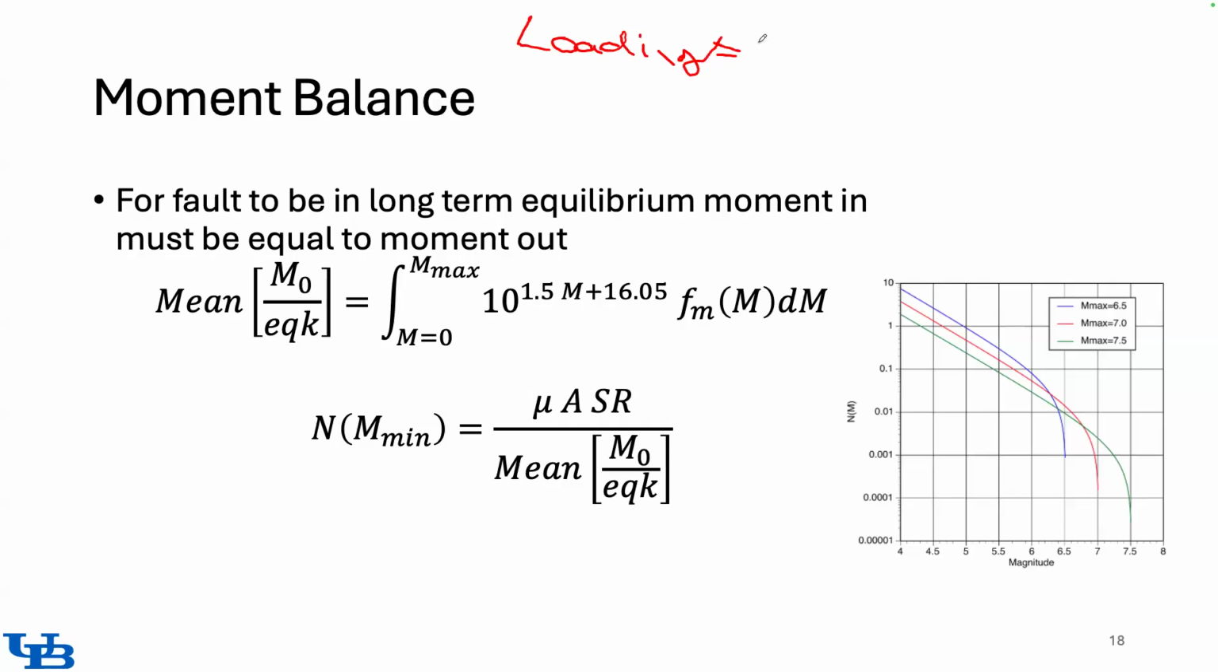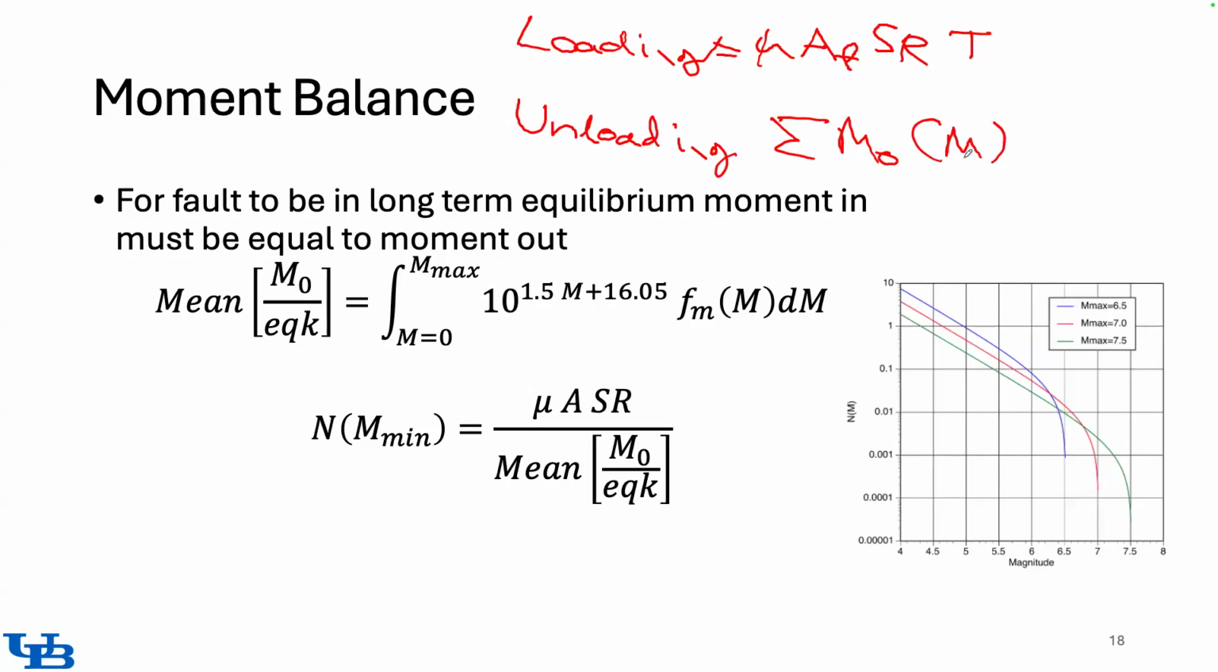the stiffness times the size of the fault itself, so A_F, times the slip rate, so the amount of slip between the two plates that is happening within 1 year, times the time t. And then unloading of the fault is happening through the earthquake. So this is simply the summation of the seismic moments for the different magnitudes that can occur.